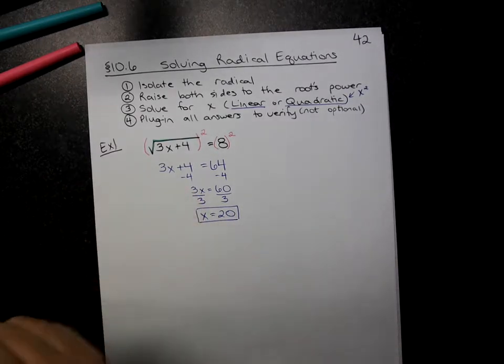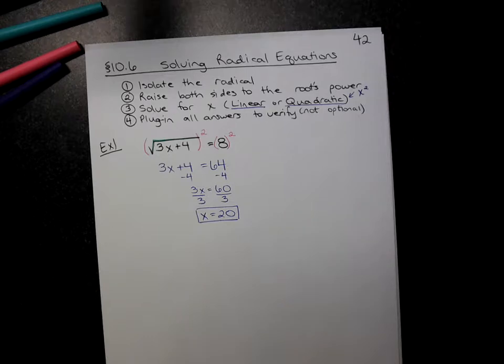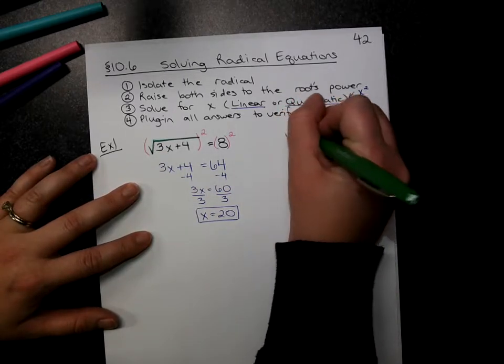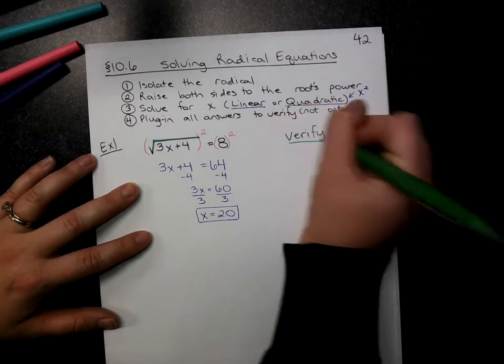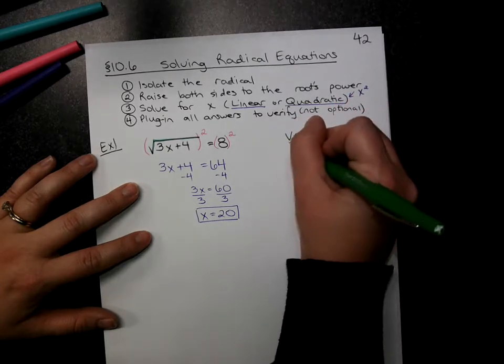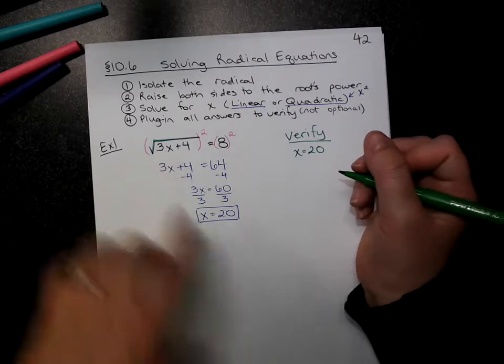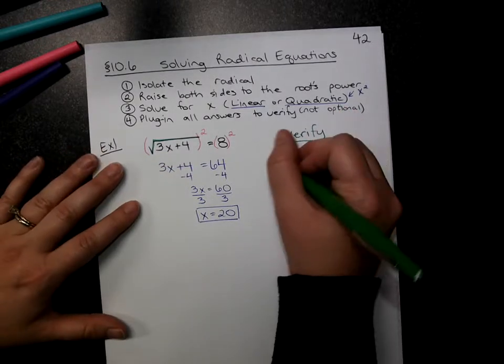Now normally once we get x equals some number, we just stop and we just trust that it works, and most of the time it does. Unfortunately, when you have a radical involved, you have to verify all of your answers. And so I'm going to take x equals 20, plug it into the original equation, and just make sure that it was a solution.